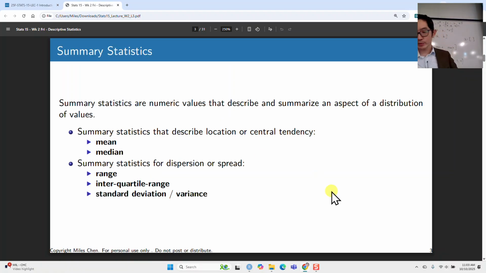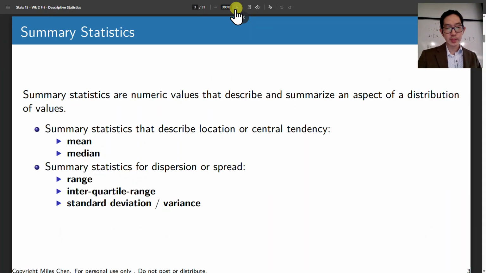Okay, so we've got summary statistics, okay? And these are numeric values that we can use to describe and summarize some aspect of a distribution. Okay. And so some of these things, probably you're familiar with a lot of them already. So I imagine you're already familiar with the mean and the median. Probably already familiar with the range. But maybe not interquartile range. Maybe, I don't know. Standard deviation and variance. Maybe you're familiar, maybe not. We'll talk about all of these things, okay?